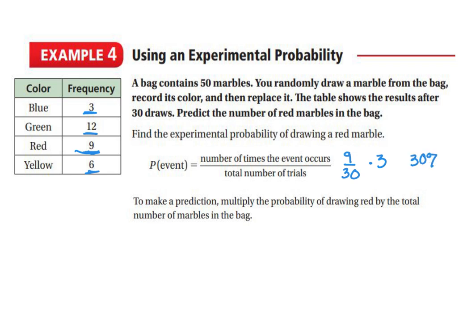And that's 30%. To make a prediction, multiply the probability of drawing red, which is 0.3, times the total number of marbles in the bag. So we know back in the original problem, it says a bag contains 50 marbles. 0.3 is the probability of drawing red. 50 is how many marbles are in the bag. So when we multiply those together, we get 15. So we would say you can predict that there are 15 red marbles in the bag.